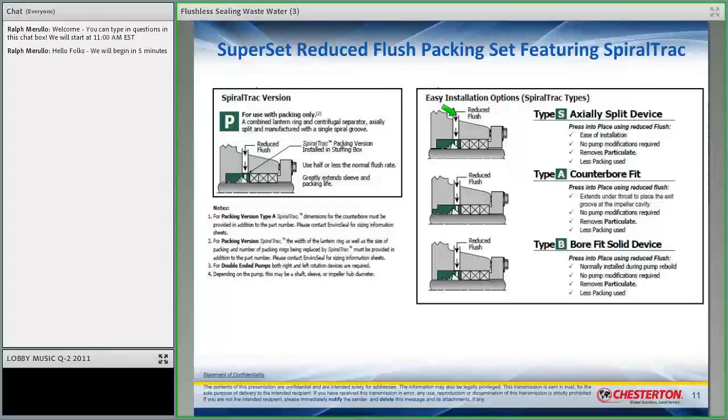Okay? So restriction bushing with mechanical seal, this device is called the spiral track with mechanical packing. These things allow you to reduce flush, okay? We haven't eliminated it yet, but we're moving in the right direction.